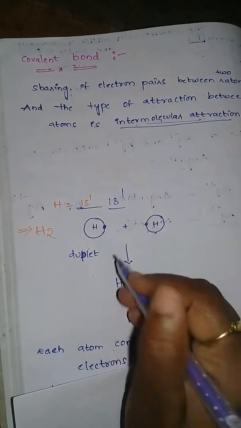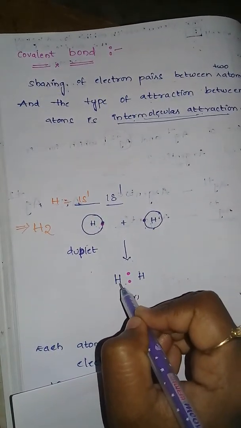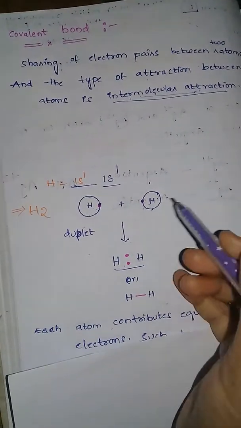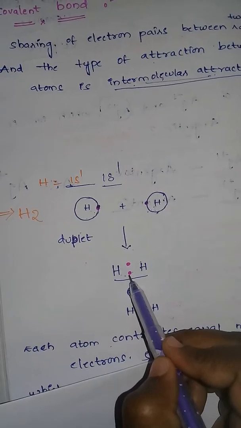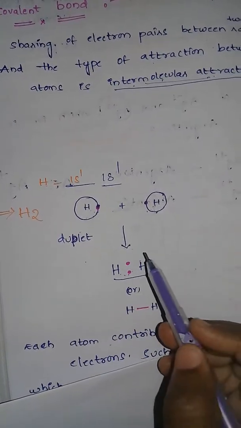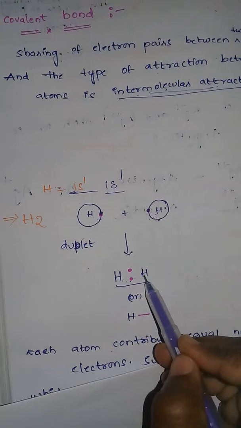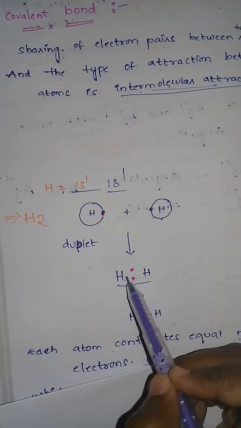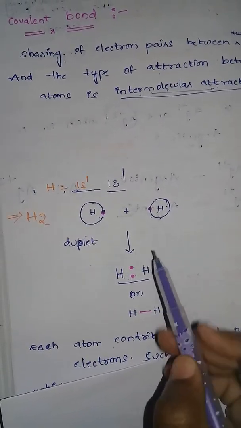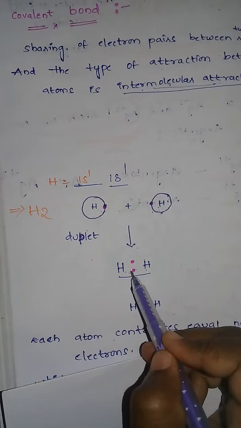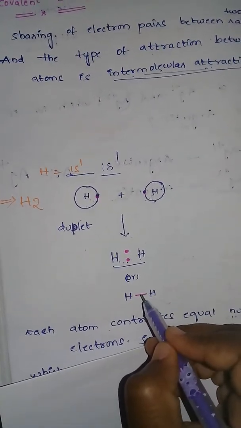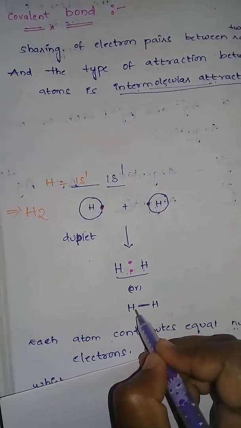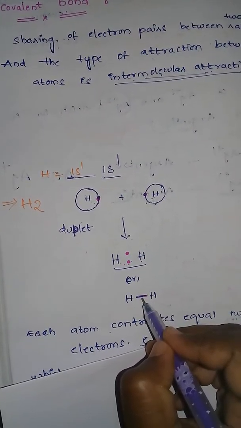These two electrons are shared. See, this hydrogen shares one electron and this hydrogen shares one electron. So each hydrogen has two electrons. Two electrons means each hydrogen attains duplet structure, so it is stable. Between the sharing of two electrons between two atoms, each hydrogen attains duplet structure. These two electrons represent a single bond. Single bond means each hydrogen shares one electron with the other hydrogen.